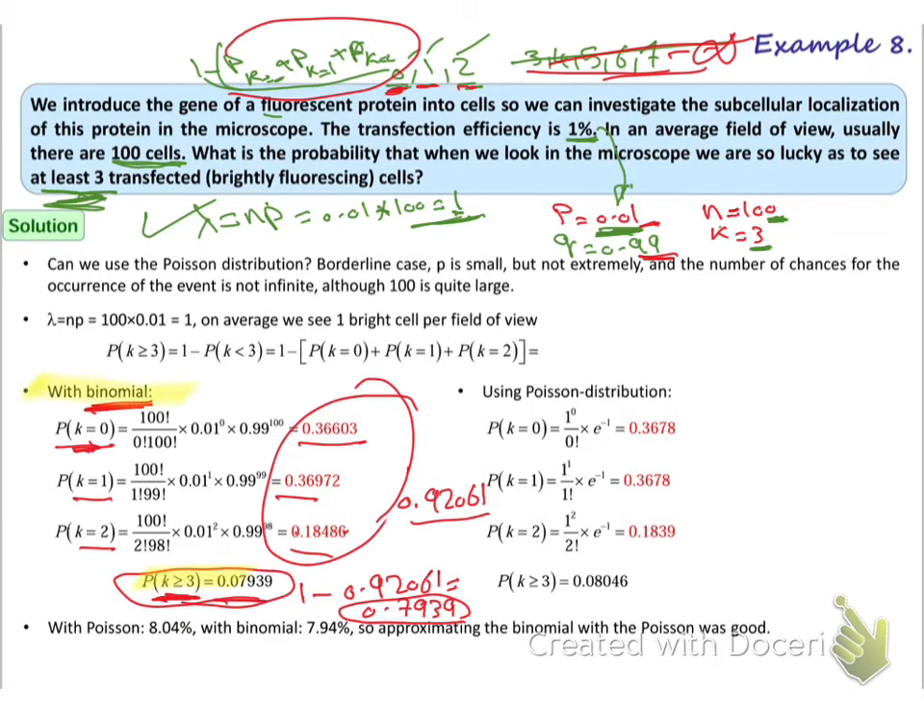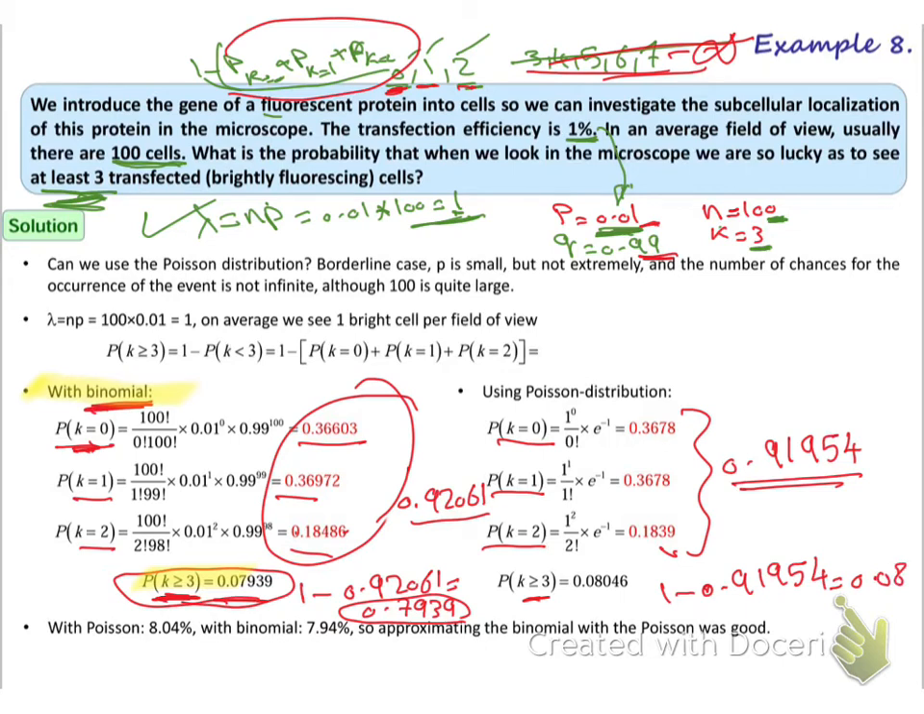If we try the same thing using the Poisson distribution, we also get the probability when k equals 0, when k equals 1, and when k equals 2. The total will be 0.91954. So the probability of k at least 3 is 1 minus 0.91954 equals 0.08046. So the two probabilities, using Poisson and using binomial, are close. Here 8.04% and here 7.9%.